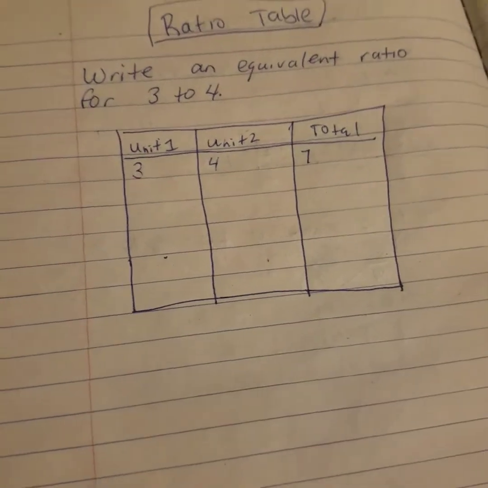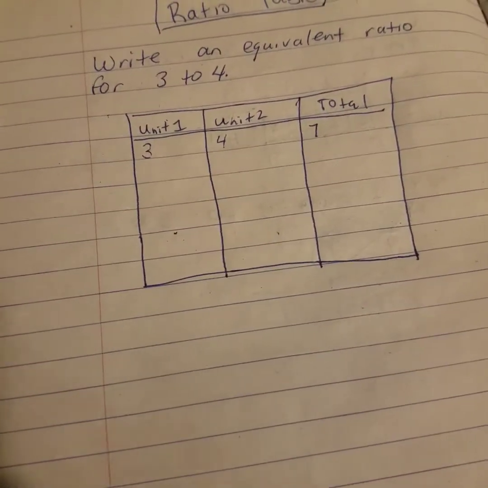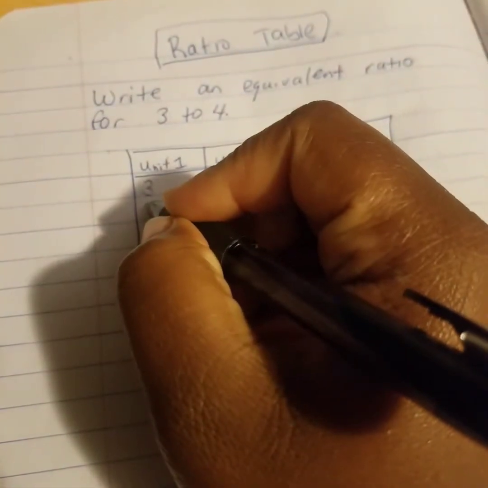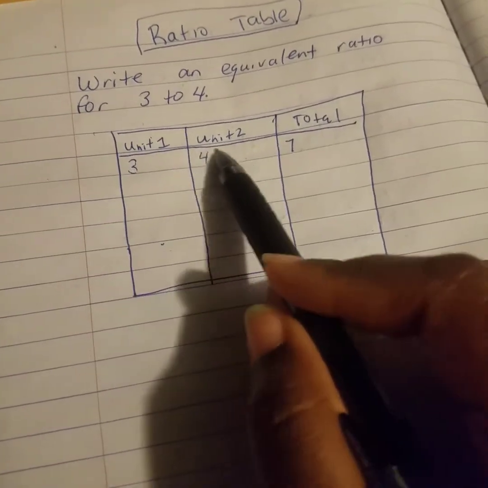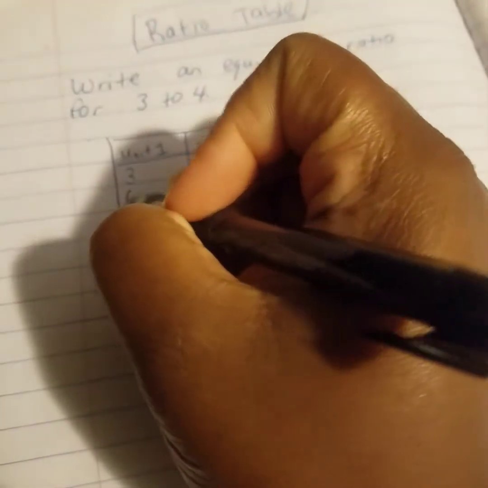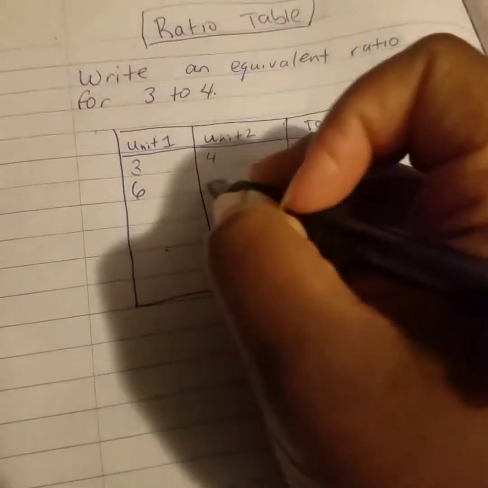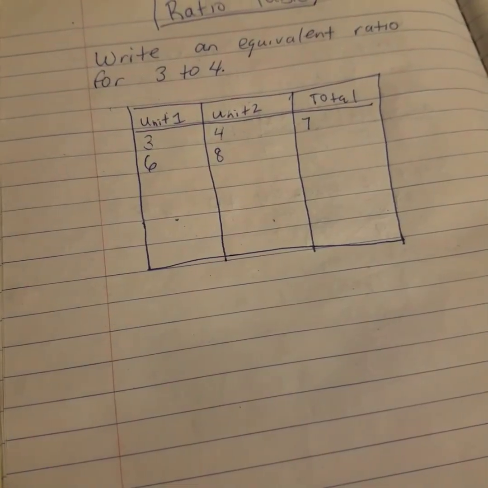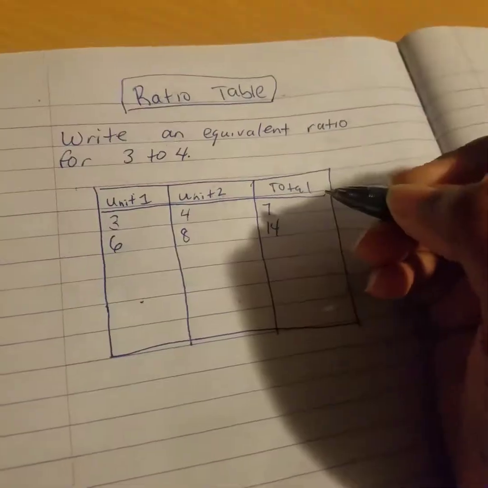Now, if we're keeping with our equivalent ratio, we know that we're going to keep increasing by the same amount in our unit. So basically we're saying for every 3 of this unit, there has to be 4 of this unit. So now if I have 6 of the first unit, that means I would have to have 8 of the second unit. And then now the total is 14.